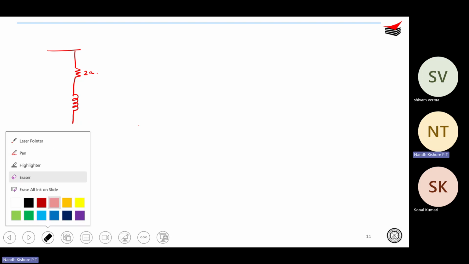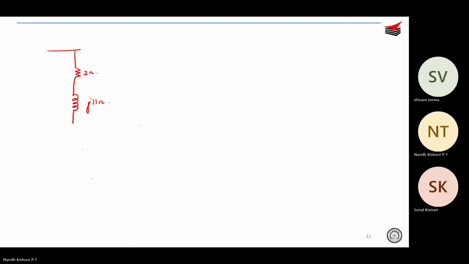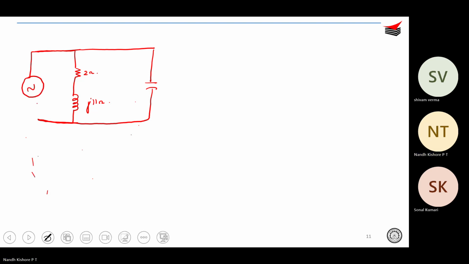So let's draw the circuit now. That is, you have 2 ohms and then you have j11. I have put a capacitor over here. Where is this eventually connected to? This is eventually connected to the supply.